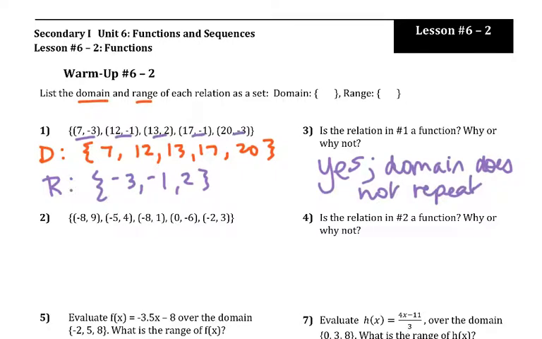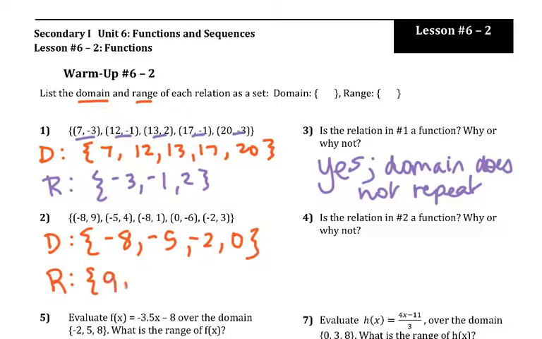Okay, number 2, we're going to list our domain. So numbers from least to greatest, -8, -5, and then -8, that's a repeat. So I know right now it's not a function. I'm not going to write anything twice. And then my range is going to be the 9, the 4, the 1, the -6, and the 3. And this is not a function. The domain repeats.